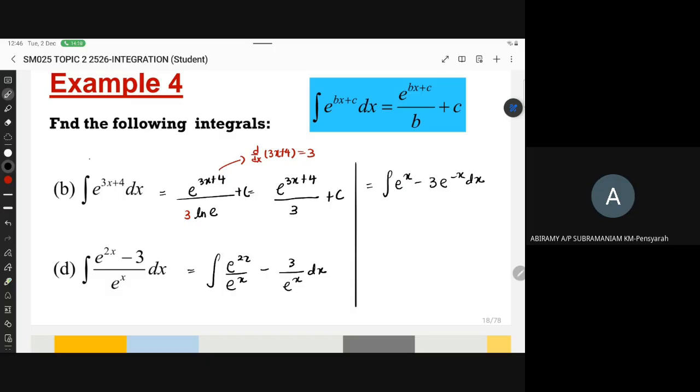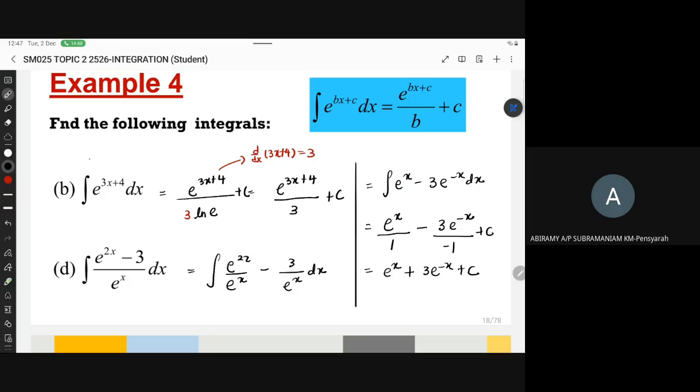So we have not integrated this yet. Okay, next is the step where we are going to integrate. Copy back the question. Divide by ln of the base. ln e is 1. Differentiation of the power is also 1. Same goes for the second part here. Copy back the question. Divide by the differentiation of the power, which is negative 1, plus c. So the final answer is e to the power x plus 3e to the power negative x plus c.